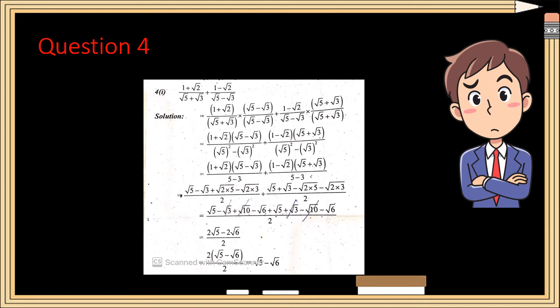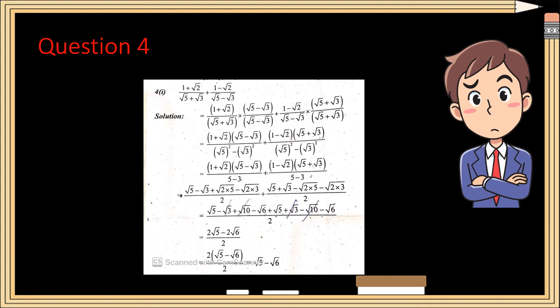Similarly, square root of 2 is multiplied by 3, so it will give you 2 3s are 6. Similarly, in the second term we can see that 1 is multiplied by square root of 5 and 1 is also multiplied by square root of 3, and in the second term we have square root of 2 multiplied by square root of 5, so 2 into 5 will give you 10. Similarly, 2 is multiplied by 3, giving you 6.